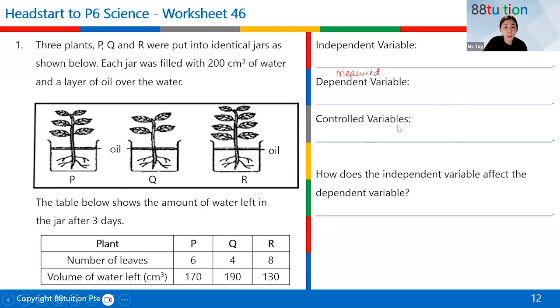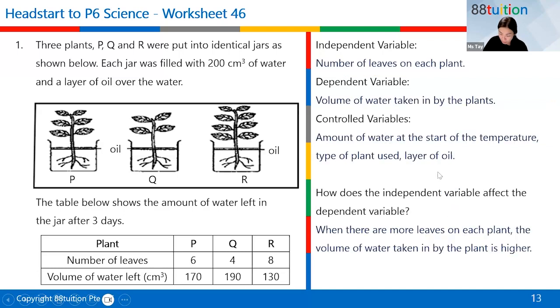Control variable is what we keep constant. Yes, good, AK, I can see your input now. So what we keep constant will definitely be quite a lot of things. Same amount of water in each jar, and the same amount of oil in each jar. Yes, very good. Then you must also make sure that each of the plants has roughly the same amount of roots as well.